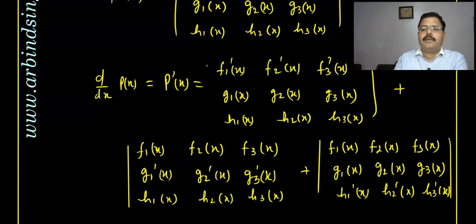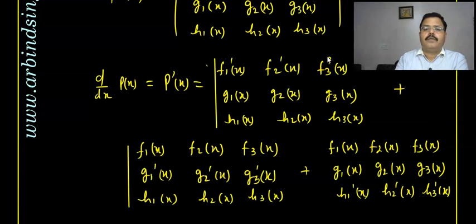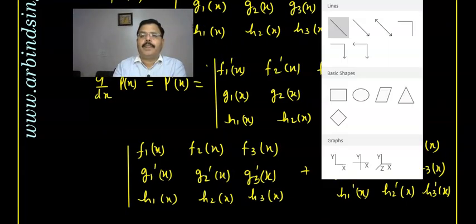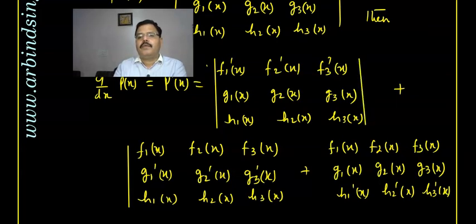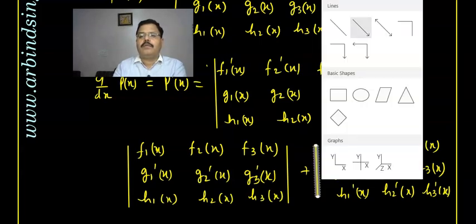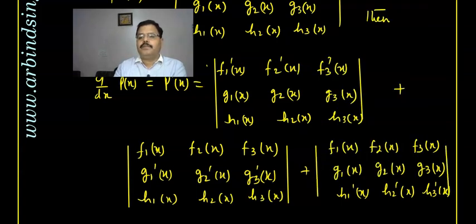I can write it like this, let me write it in the bar notation. Then again, we will write here this one, and this one, and one more. Okay, I hope you got it. So that is the derivative of the function.